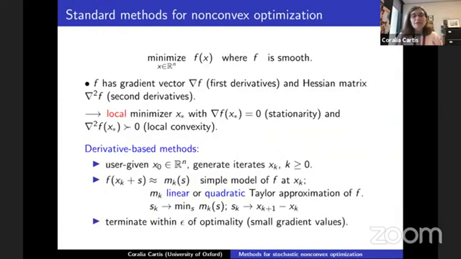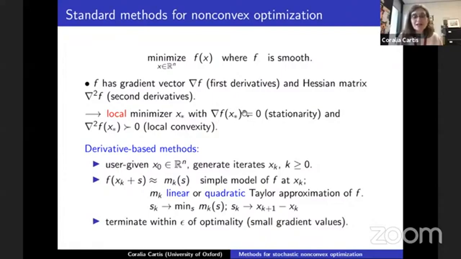So we minimize a possibly non-convex function that's smooth, and I will denote the gradient in this way, the standard notation, and second derivatives or Hessian matrix in this way. I differentiate f, which may depend on n variables. What we know is that at a local solution, the gradient is zero, and we have local convexity. For this reason, we want to use derivatives when we generate an algorithm for solving this problem. We want to use them both to advance in the algorithm and to characterize optimality.